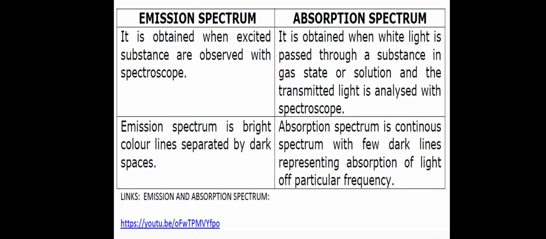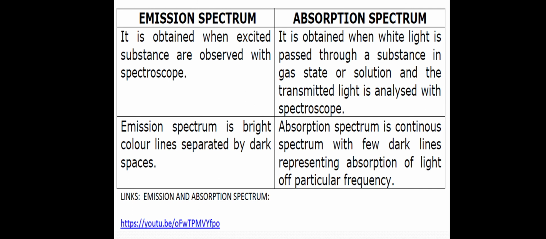On the other hand, absorption spectrum is obtained when white light is passed through a substance. The substance is an absorbing substance, it can be a gas or a solution, and the transmitted light is analyzed through the spectroscope and the spectrum thus obtained is called absorption spectrum.